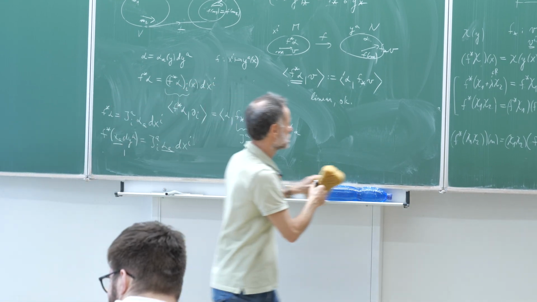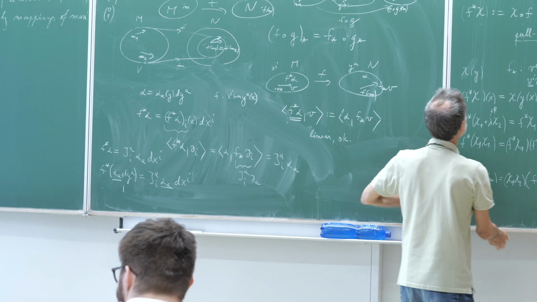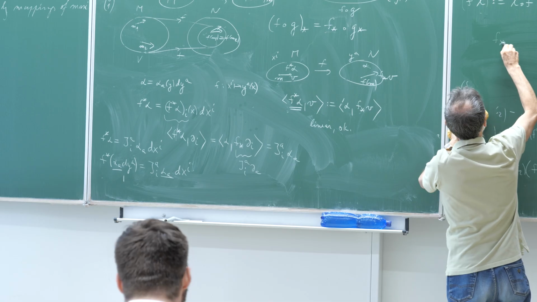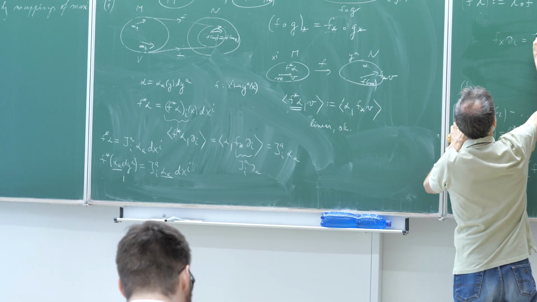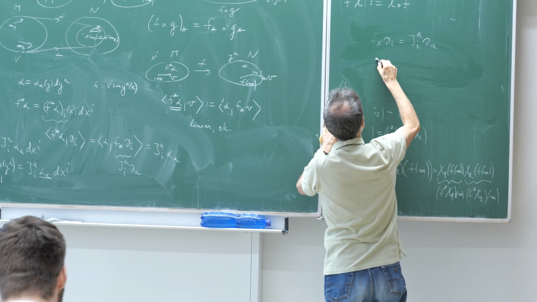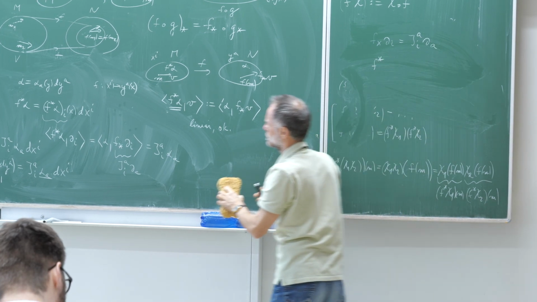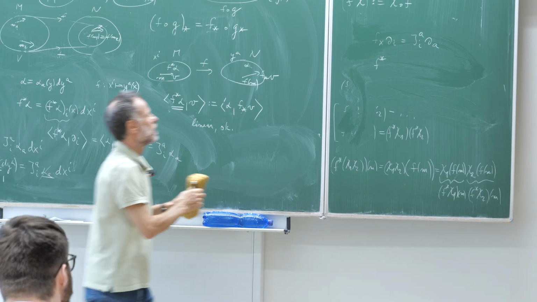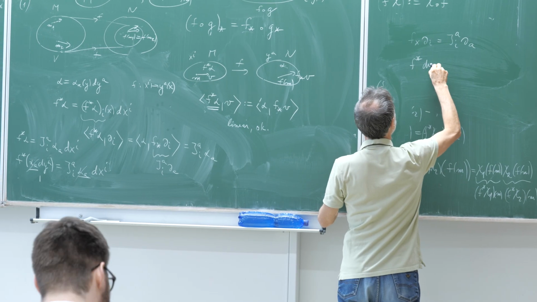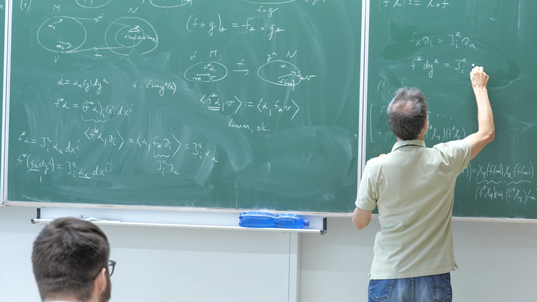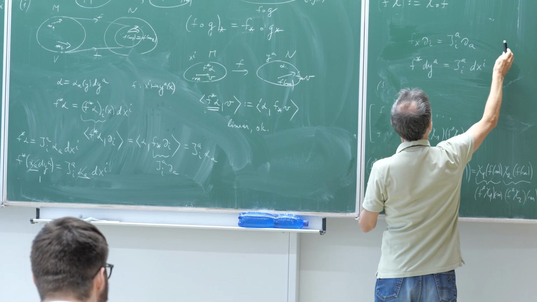Maybe I will write it here. The result: F star, so without this, yes, it is F star applied on the basis is JAI dxi.